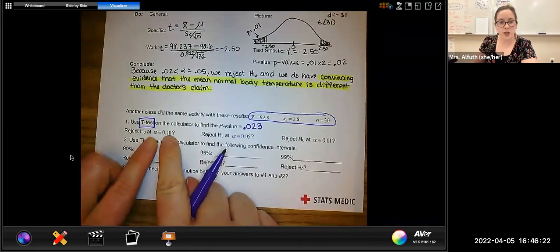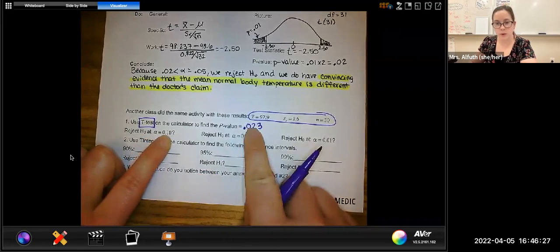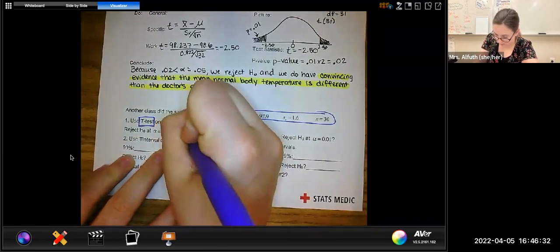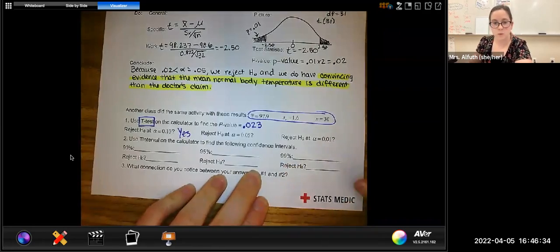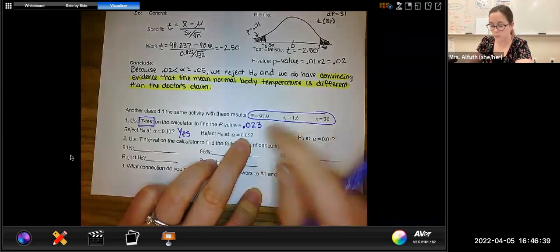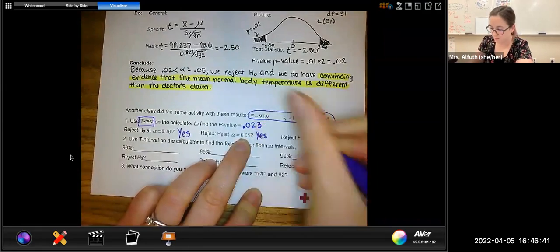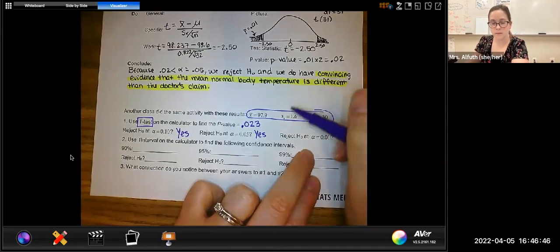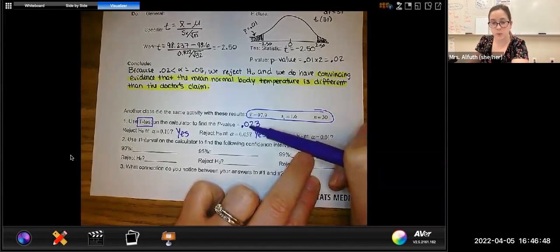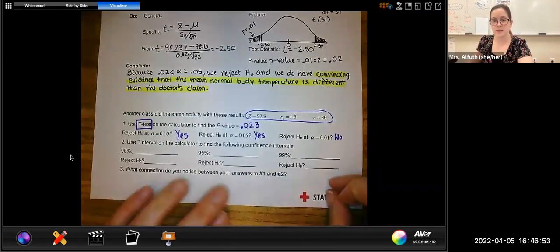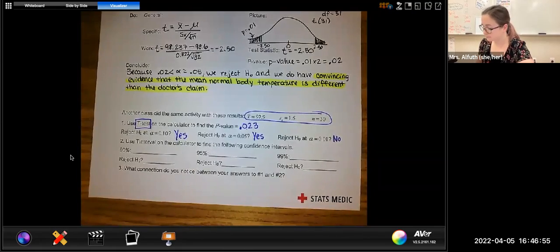So let's think, would we reject the null hypothesis at an alpha of 0.10? Well, 0.023 is less than 0.100. So yes, we would. Would we reject it at 0.05? Well, yes, it's still less than our 0.05. So yes, we would. Would we reject that at 0.01? No, we would not, because 0.023 is greater than 0.01. So we would not reject it at 0.01.